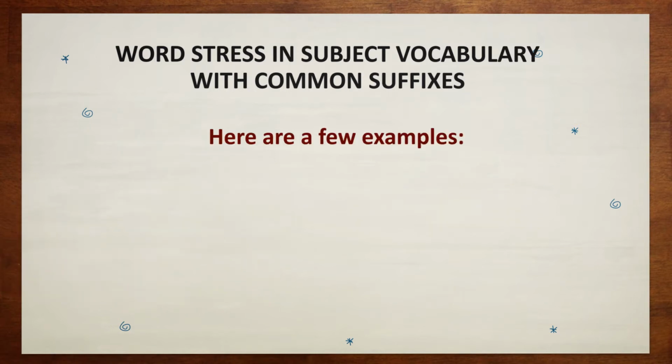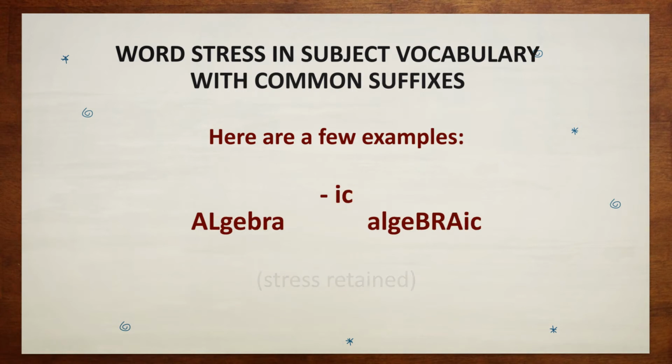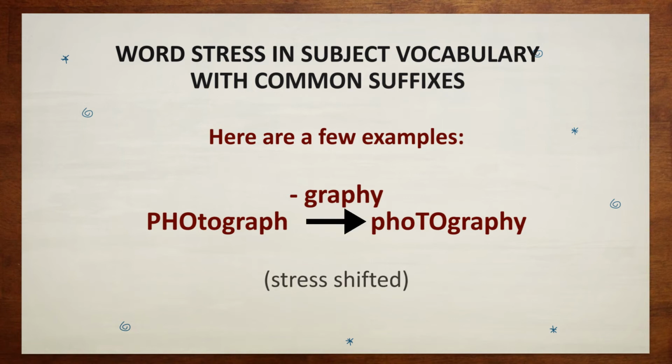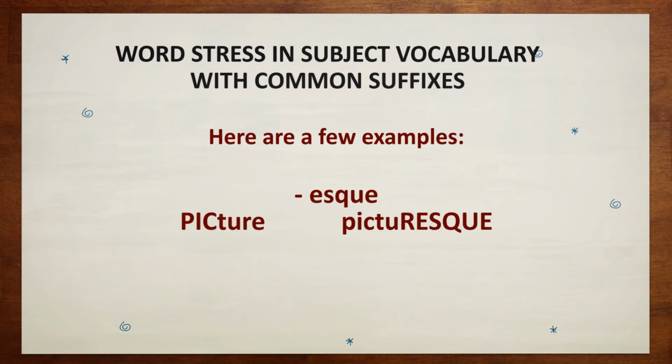Here are a few examples. When we add al, approve becomes approval. When we add IC, algebra becomes algebraic. Infinite becomes infinity. Photograph becomes photography. Revolt becomes revolution. And picture becomes picturesque.